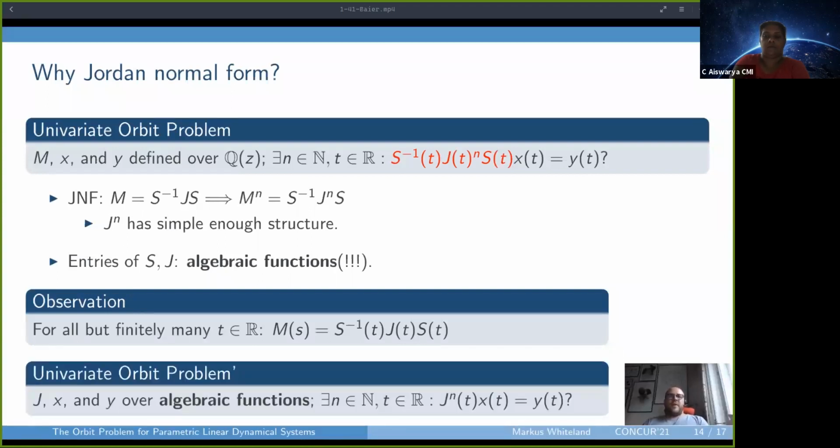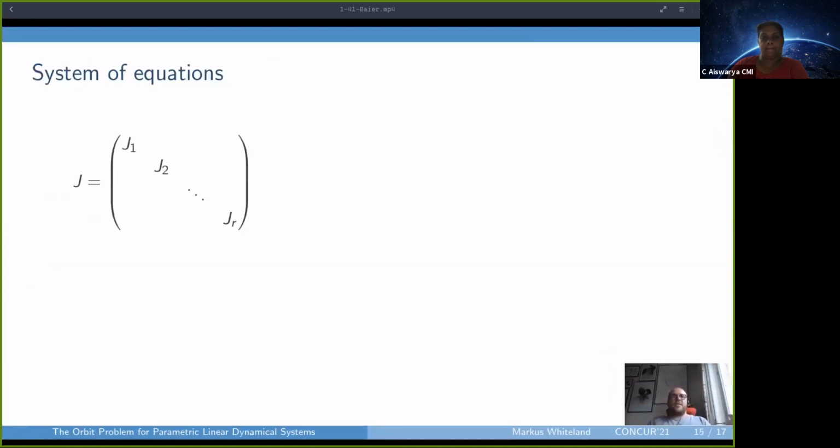So we can slightly modify the univariate orbit problem. We have J, a Jordan matrix, and the initial and target vectors x and y all having univariate algebraic function entries, and we ask for an instantiation of the variable such that the induced target point is contained in the orbit of the induced dynamical system.